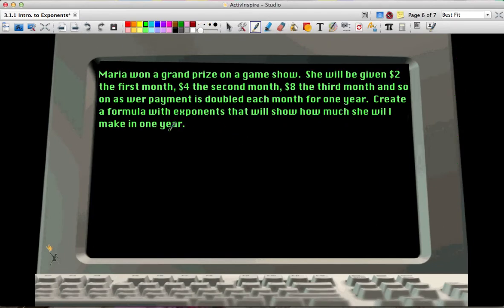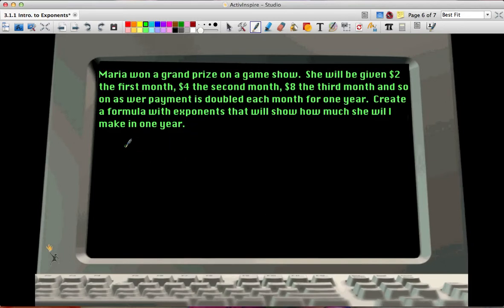All right, so where we would use this. If you have a situation like Maria has, where she won a grand prize on a game show, she will be given $2 for the first month, $4 the second, $8 the third, and so on. So as the payments go on, she gets payments doubled for 1 year. So we're going to create a formula with exponents that will show how much she will make in 1 year.